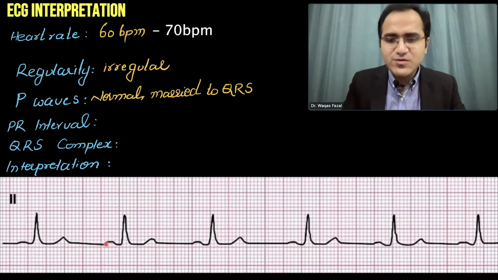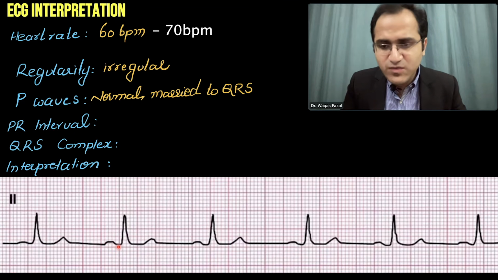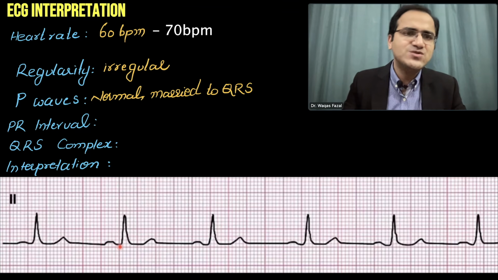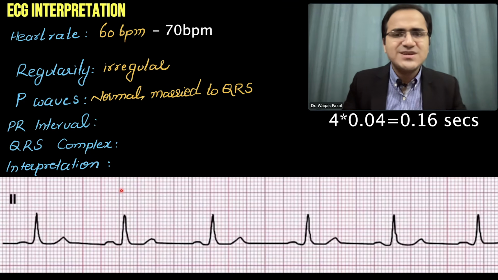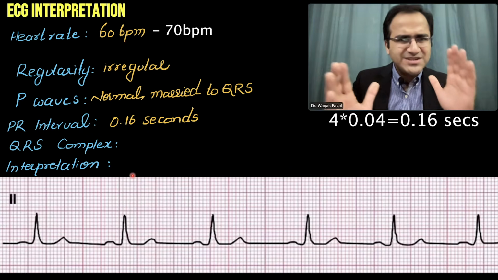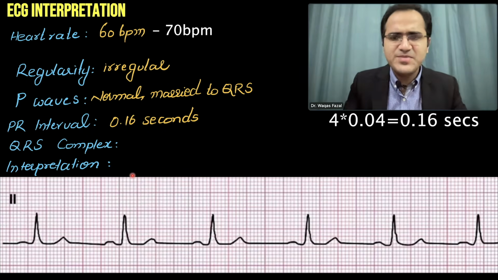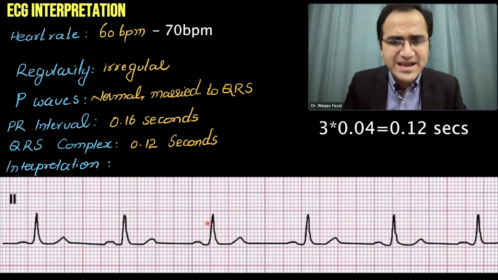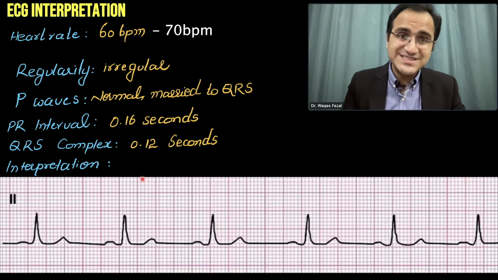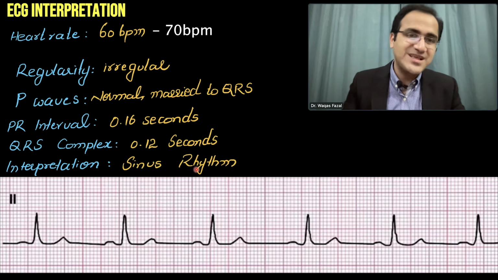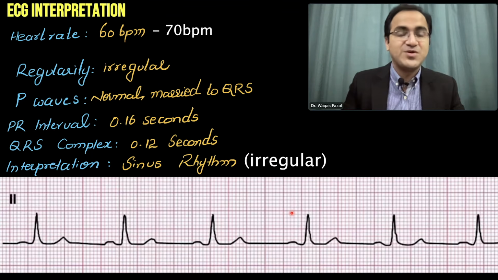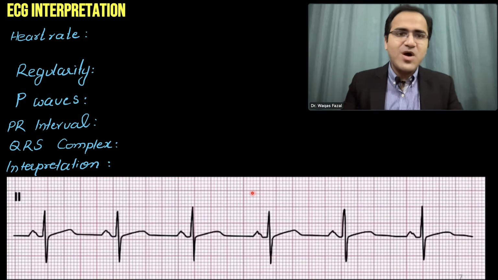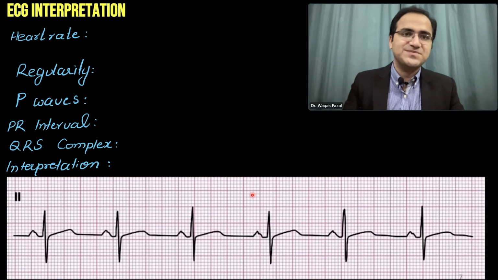Now if you look at the PR interval, we have almost 4 small boxes. 4 into 0.04 is 0.16 seconds. So 3 to 5 small boxes is a normal PR interval. Now if you look at the QRS complexes, we have 1, 2 and almost 3.5, so 0.12 seconds. The angles are steep, there are sharp points, so it is a normal QRS complex. So the interpretation of this ECG is also a sinus rhythm, but it is irregular. You must mention that. Now pause the video and solve this ECG.